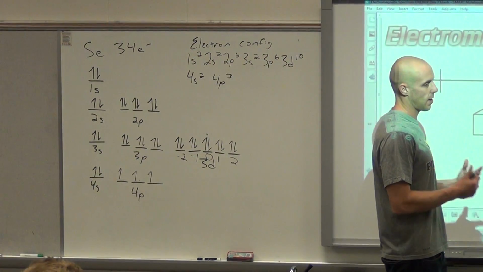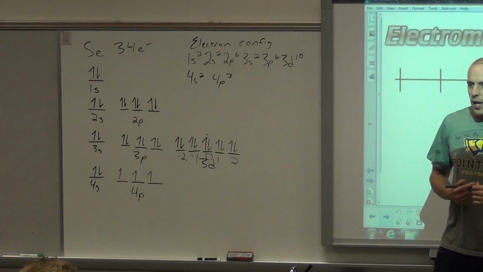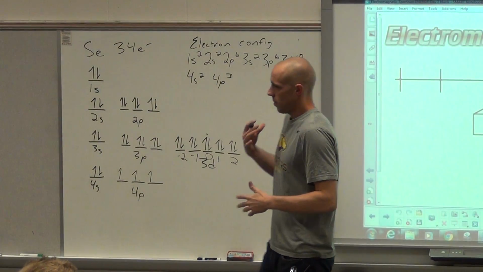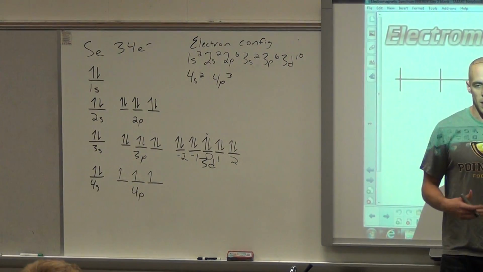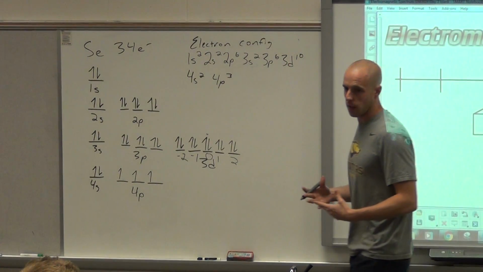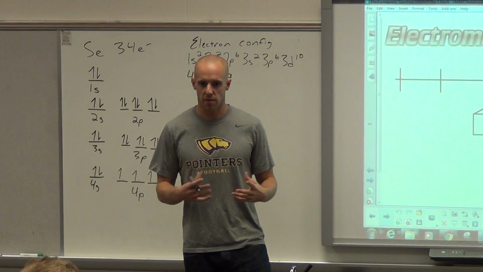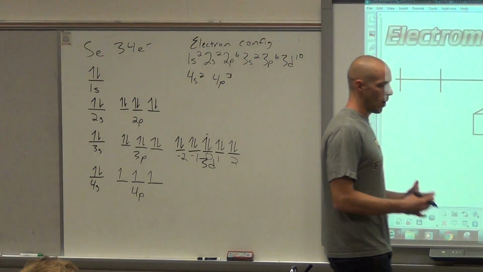The electromagnetic spectrum is made up of different types of energies. So it's made up of electromagnetic radiation. That's what we're talking about. Basically, all it is is different types of energy that are at different wavelengths.